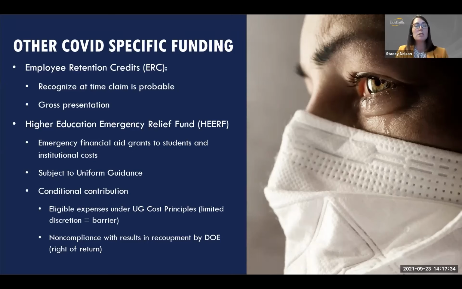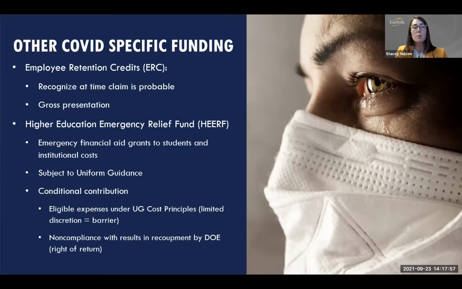It is the position taken by Eide Bailey as well as the AICPA that you would follow the loss recovery guidance of ASC 410. So you would record that revenue at gross presentation. It would not be proper to net those amounts with your payroll tax expense. You would want to show them each gross.